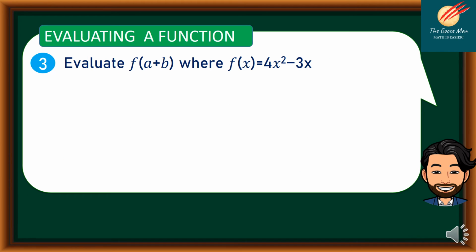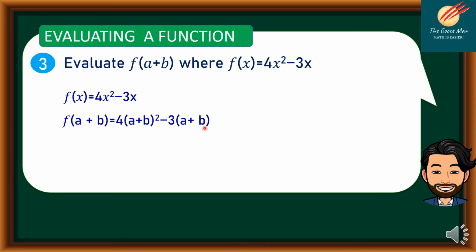Let's move on to number 3. Evaluate f of a plus b where f of x is equal to 4x squared minus 3x. Again, we'll start with the given function. f of x is equal to 4x squared minus 3x. If we have the expression f of a plus b, meaning to say all x's should be replaced by a plus b. So x would become a plus b. Then we have 3x, it means 3 times a plus b.